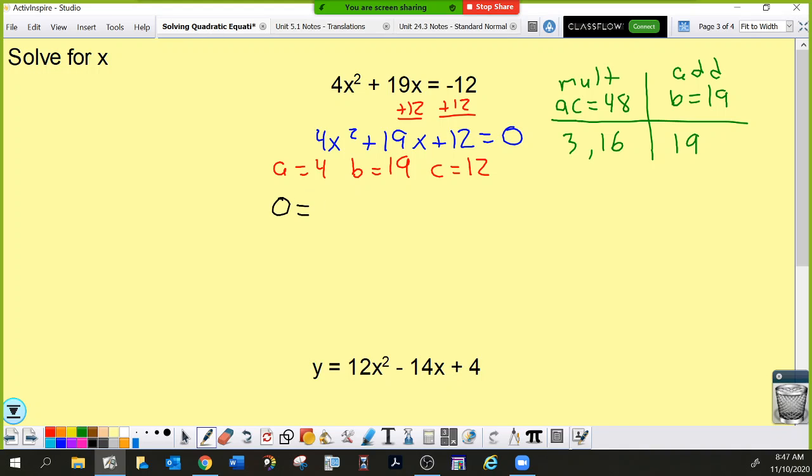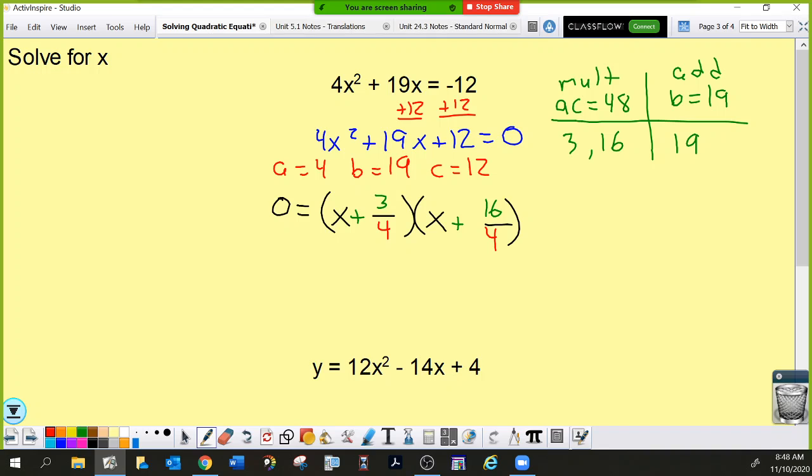0 equals, and you see it already says 0, so just 0 equals, two sets of parentheses, x's, fractions, and the two numbers you found, positive 3, positive 16. Both of them over your a value. A value is 4. Reduce your fractions if you can.